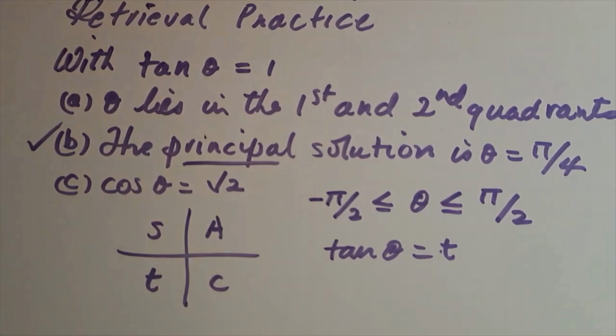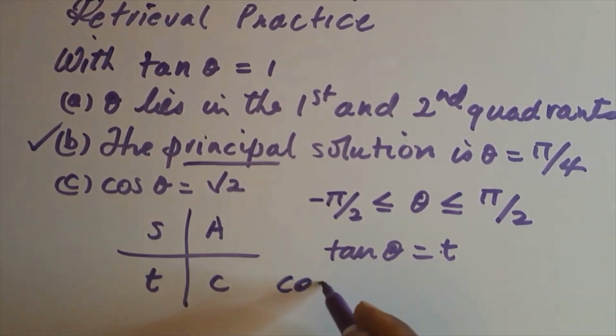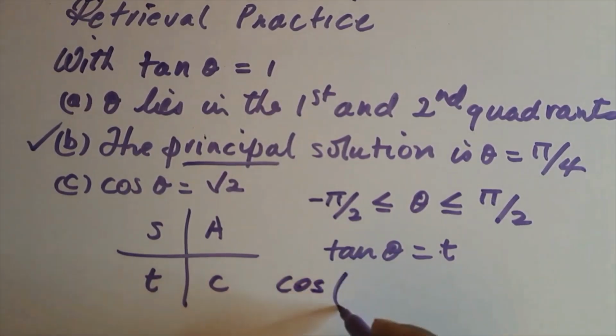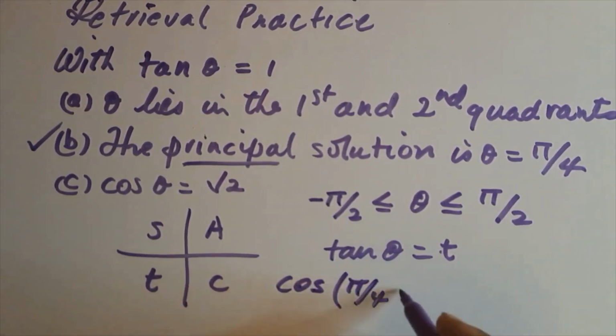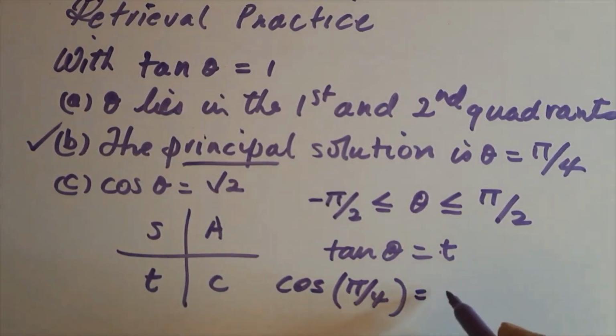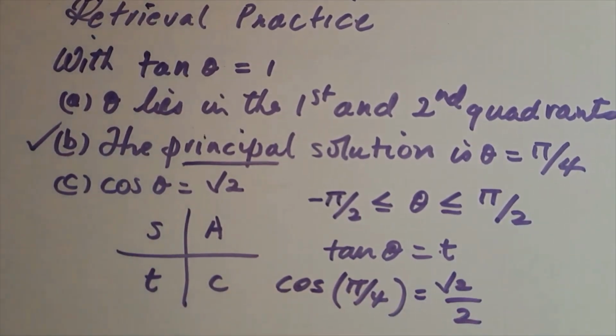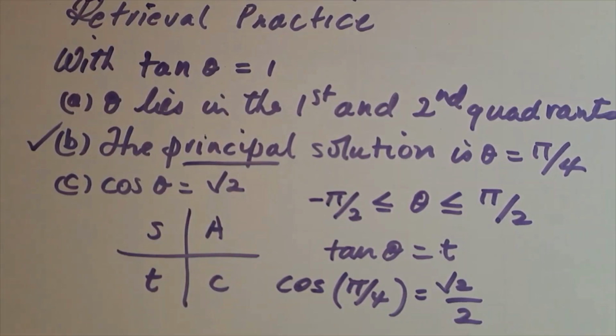What about cosine theta equal to root 2? Well, cosine, now we know what theta is. Cosine of pi over 4 is actually root 2 over 2. And so C is an incorrect statement. It should be cosine of theta, which we know for pi over 4 is root 2 over 2.